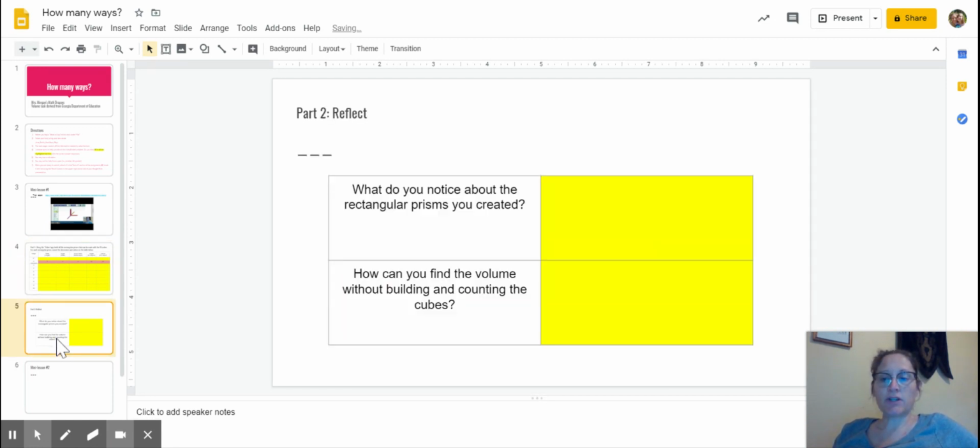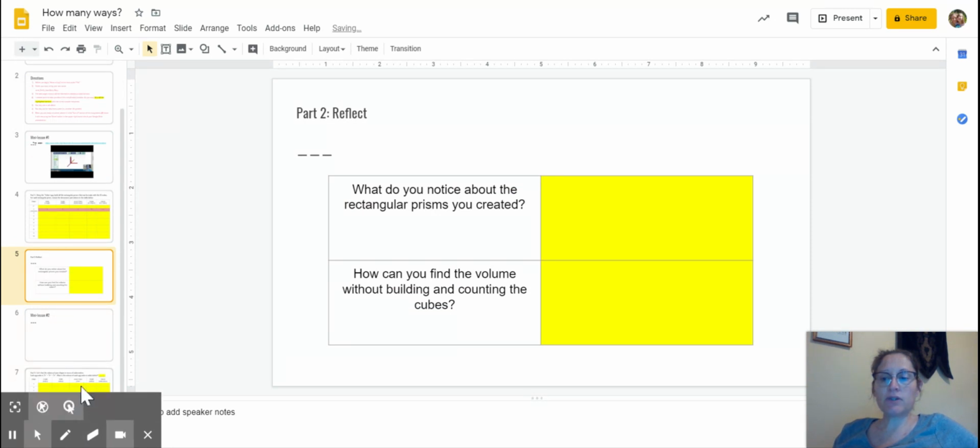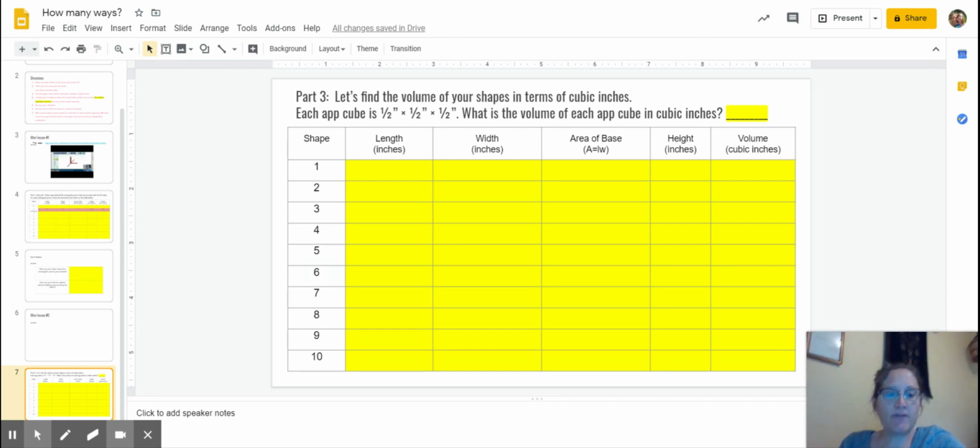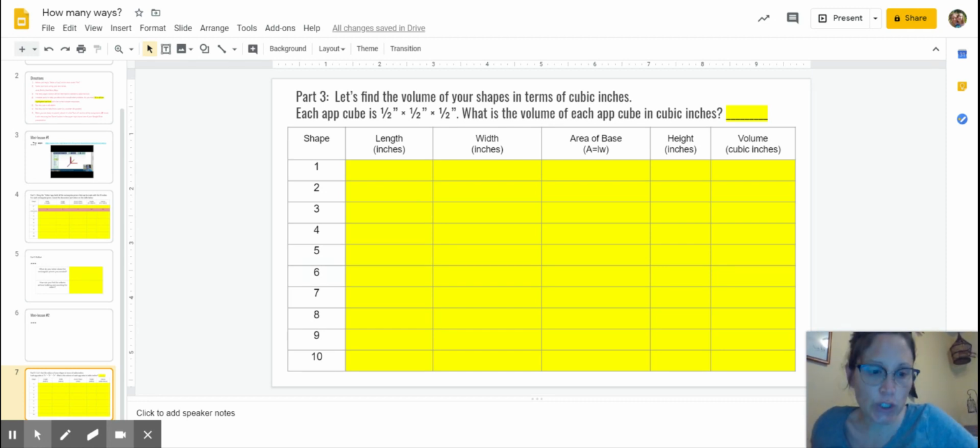Then you have some reflection questions, but I want to scoot down to this part. This part is challenging. So now we're saying, okay, each cube isn't just 1 by 1 by 1. Each cube is only 1/2 an inch. So it's like 1/2 times 1/2 times 1/2. So all these little cubes.